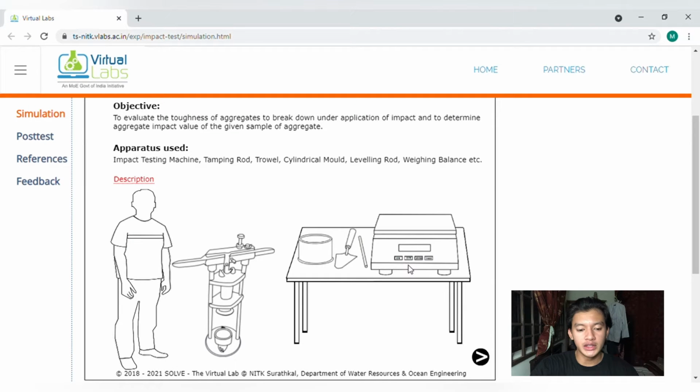The objective of this experiment is to evaluate the toughness of aggregates to break down under application of impact and to determine the aggregate impact value of the given sample of aggregate. The apparatus used are the impact testing machine, tamping rod, trowel, cylindrical mold, leveling rod, and weighing balance.